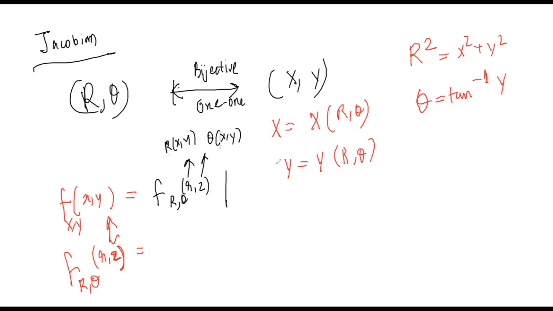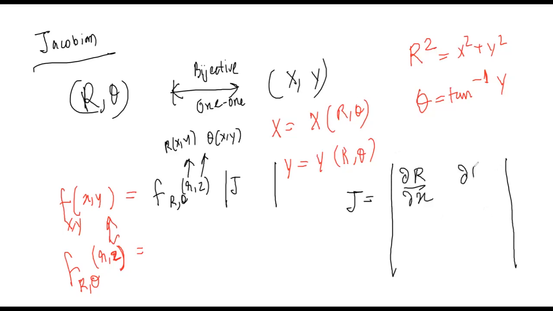And there's a Jacobian. What is a Jacobian? Since we are changing from x comma y to r comma theta and from r comma theta to x comma y, there is a relationship. That relationship is measured by the following determinant, where we have dx by dr, dy by dr, and here dx by d theta, dy by d theta.